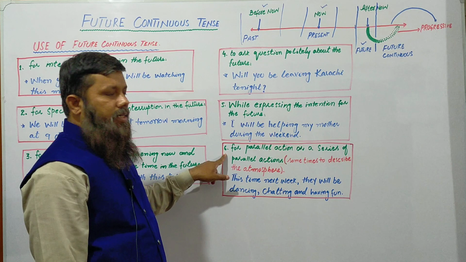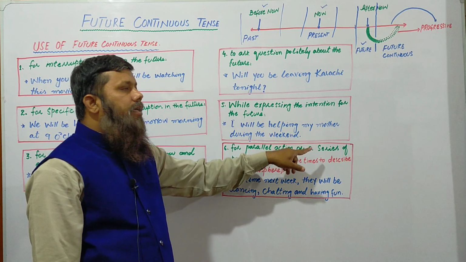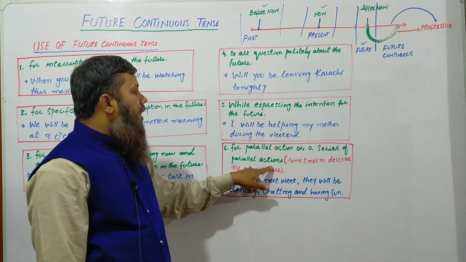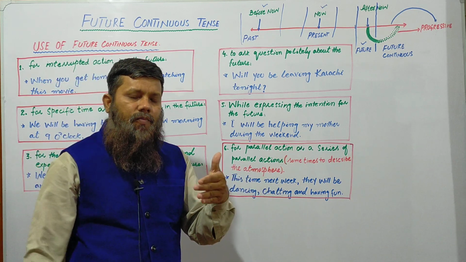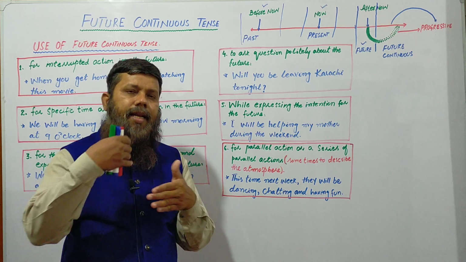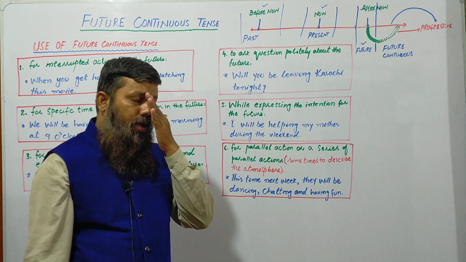Now, number last. Four: parallel action or a series of parallel actions. Parallel actions means one action is going on, and a second action is along with it, parallel to this doing. Okay, that's one.